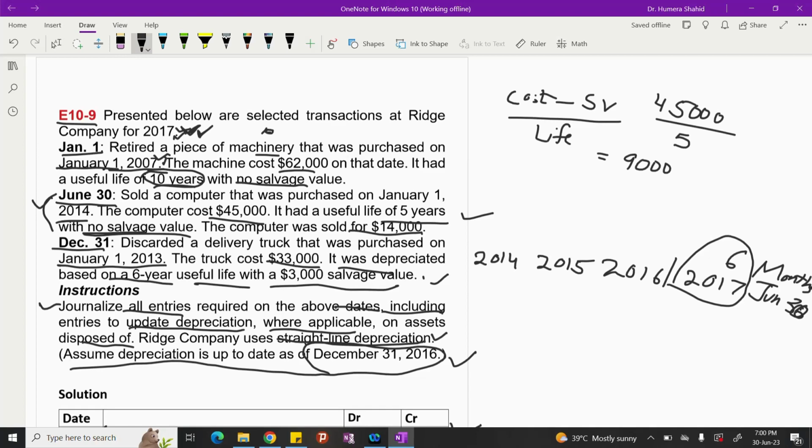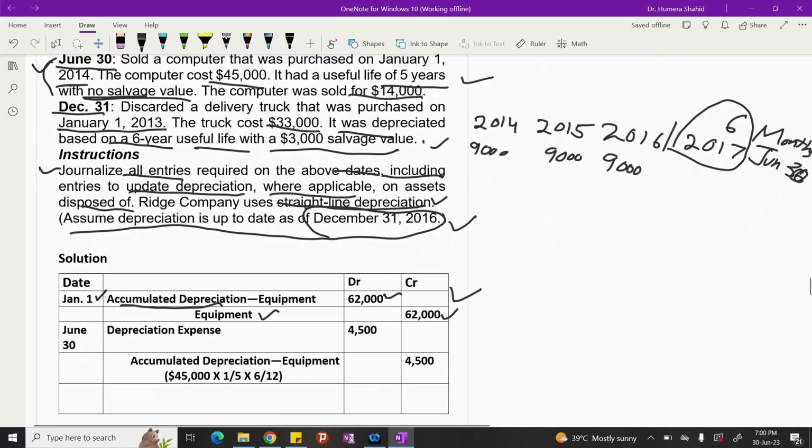Now this 9,000 we have recorded already in 2014. We also recorded it in 2015, and also in 2016, but in 2017 we have to record it, but only for 6 months. So 9,000 is the full year. Let's apply the partial year, which is 6 by 12. So we get 4,500. Let's record this and then record the entry for the sale. Here I'm recording depreciation expense gets debit, accumulated depreciation gets credit. I wrote the formula over here. So 4,500 and 4,500.